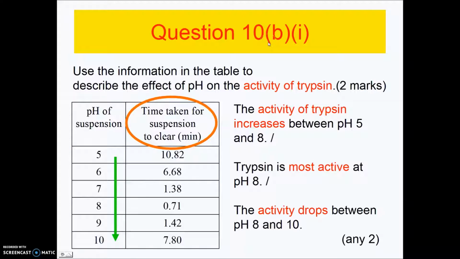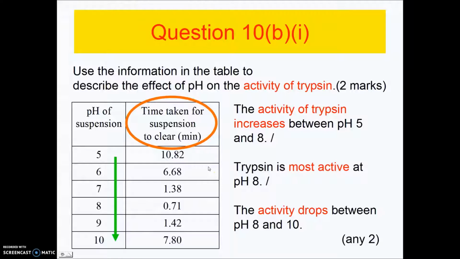And for part B1, the tricky point is that by using the information, you need to describe the effect of pH on the activity of the trypsin. That means the enzyme. So what you need to know is that by increasing the pH, what will be the effect on the activity of trypsin? So you can see from the table, you have the time taken for suspension to become clear, 10.82 minutes, okay, etc., etc.